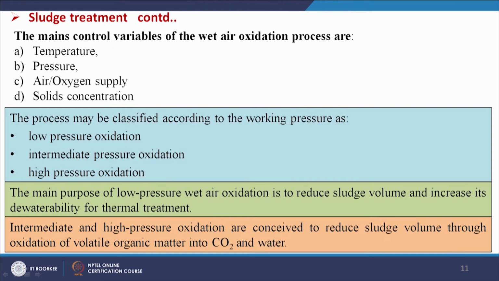There are many factors which influence the performance of wet air oxidation, like temperature, pressure, air or oxygen supply and solids concentration. The process may be classified according to working pressure as low pressure, intermediate pressure and high pressure oxidation. The main purpose of low pressure wet air oxidation is to reduce sludge volume and increase its dewaterability for thermal treatment, and the intermediate and high pressure oxidations are conceived to reduce sludge volume through oxidation of volatile organic matter into CO2 and water.